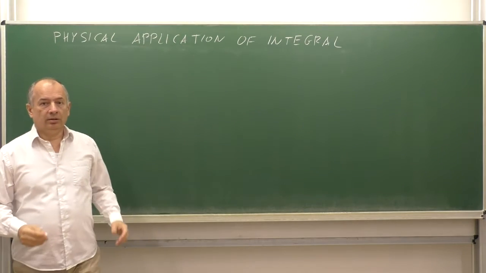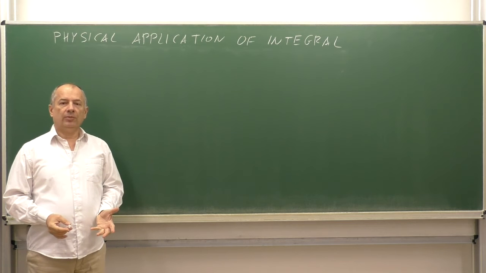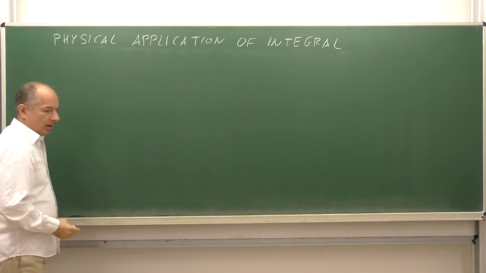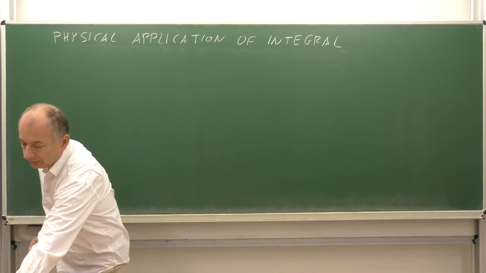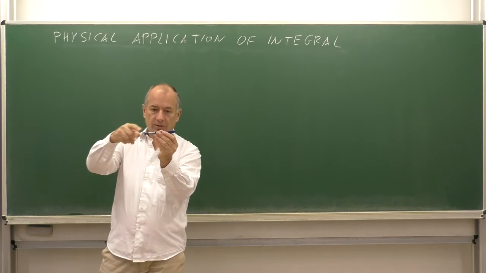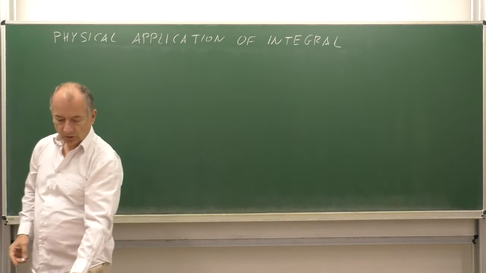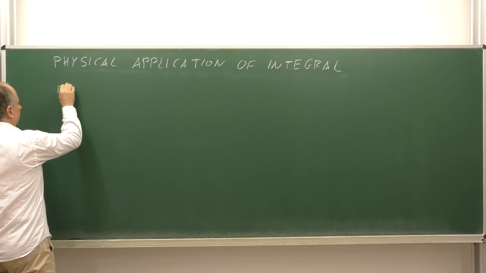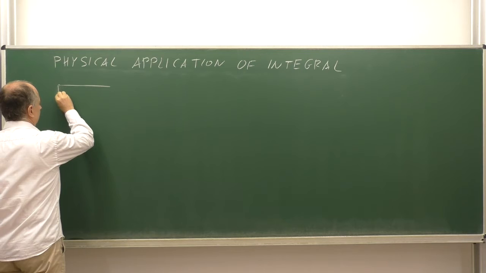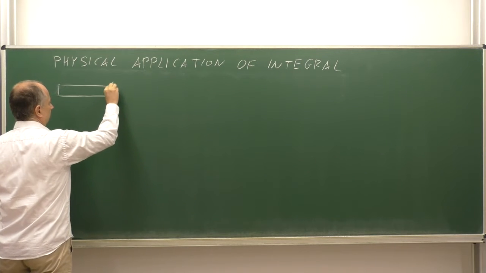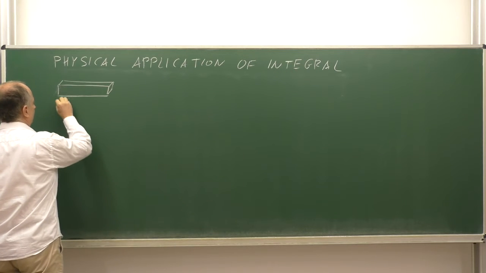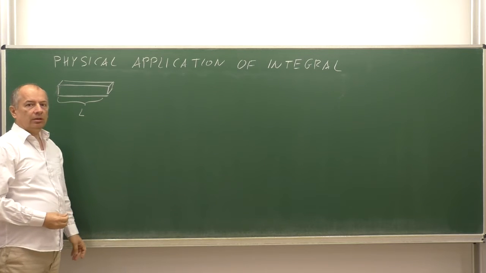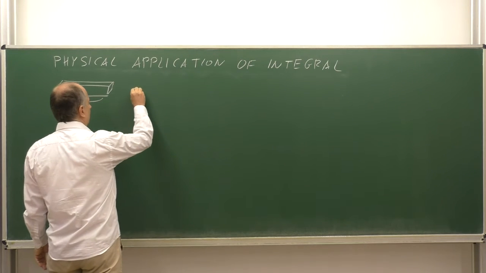Let us consider a mass m in kilograms of a homogeneous or non-homogeneous object. Imagine a rock like that. That means some inner piece of matter with length capital L. And imagine the density rho is constant.